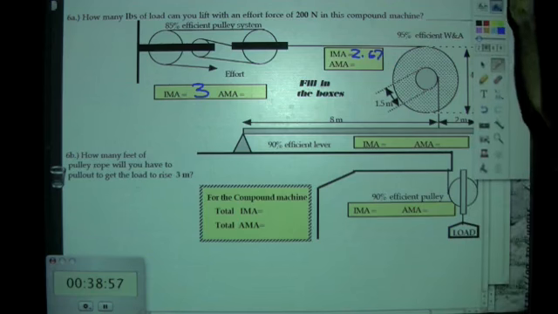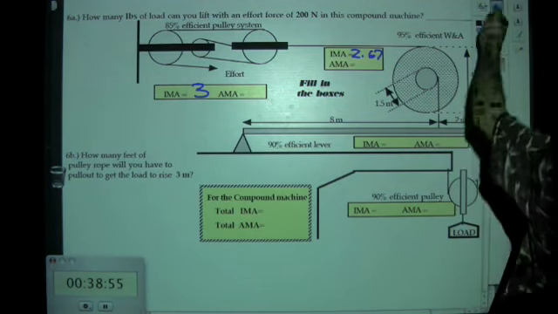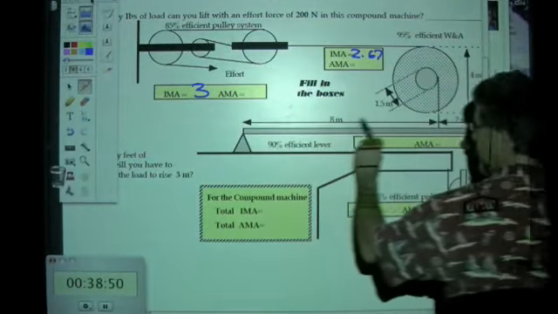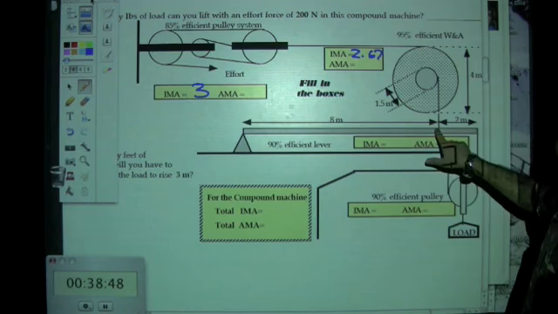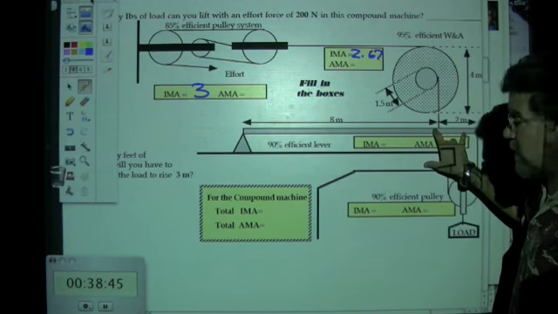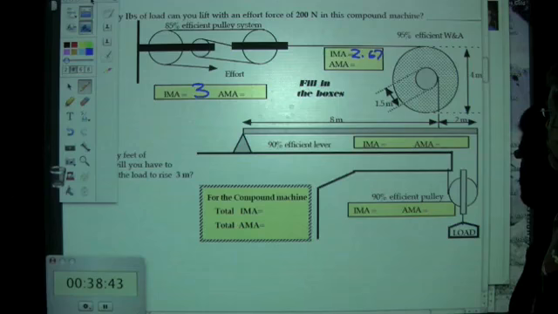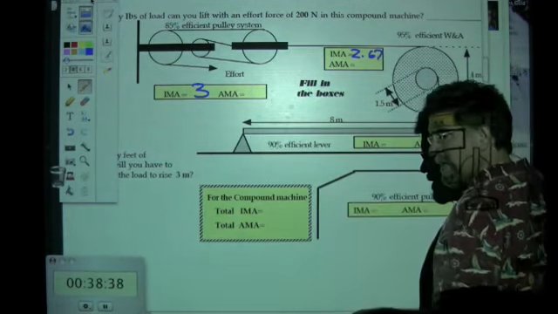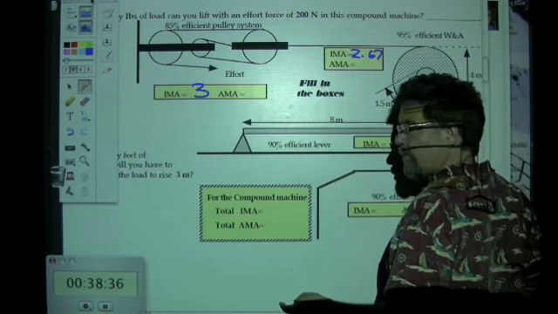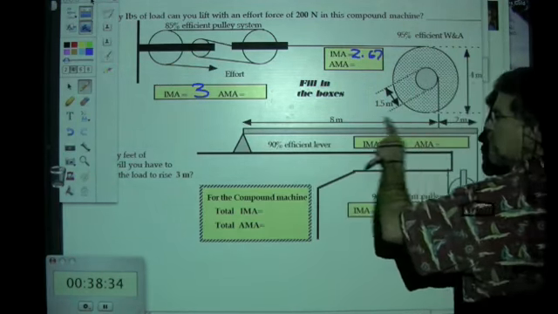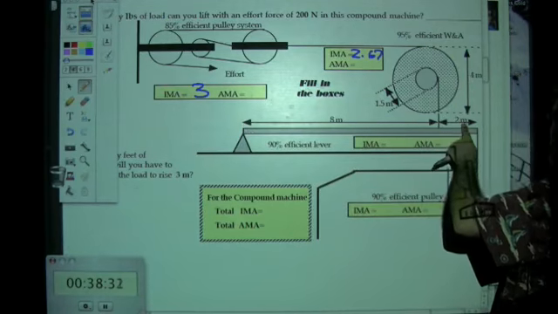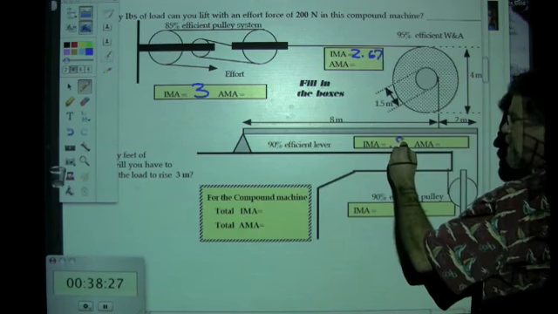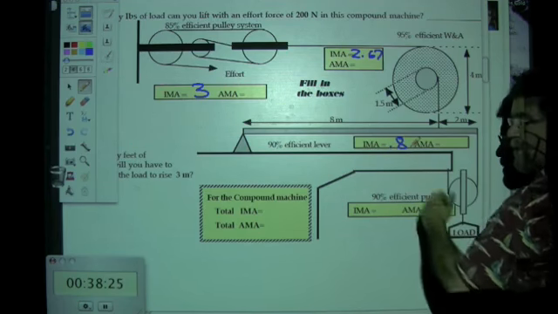Now let's go on to the next machine. This is going to be a lever, and it looks like my effort's there, my load's there. This is another third class lever. And so now here's where it gets a little tricky. Remember, it's the radius in over the radius out. Well, the radius in is 8. The radius out is not 2. It's all the way from the pivot, so the radius out is 10. So 0.8 is my IMA for this lever.